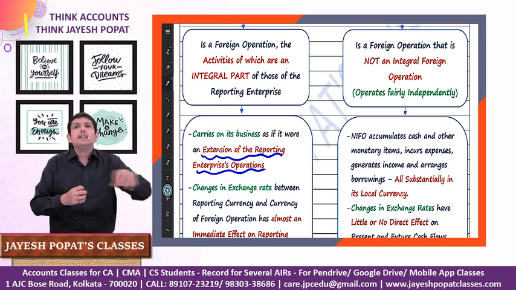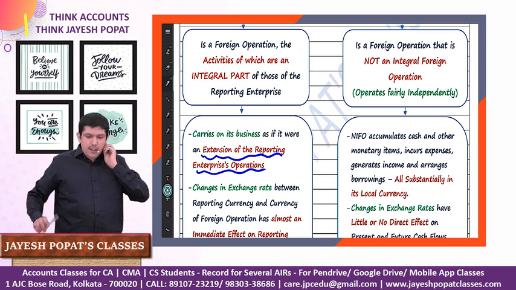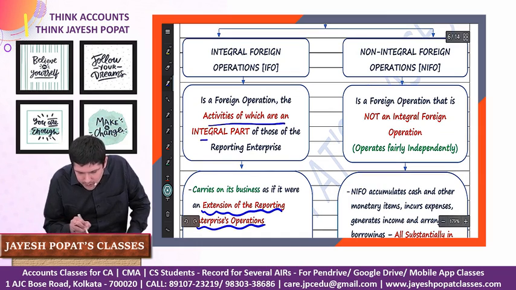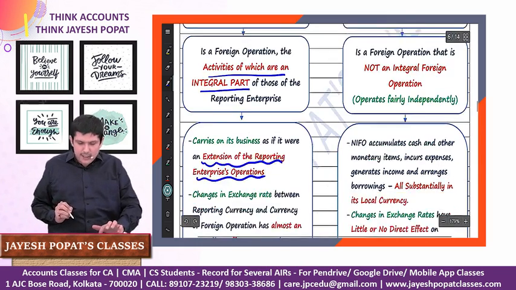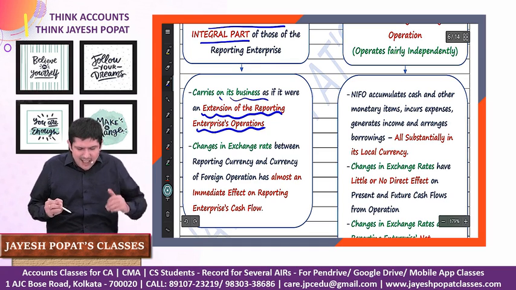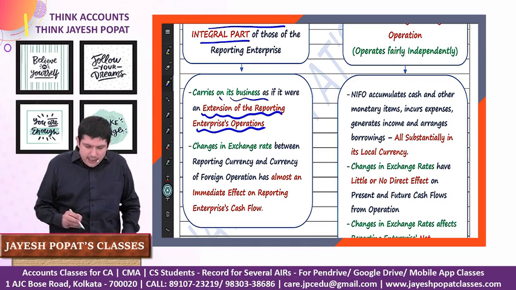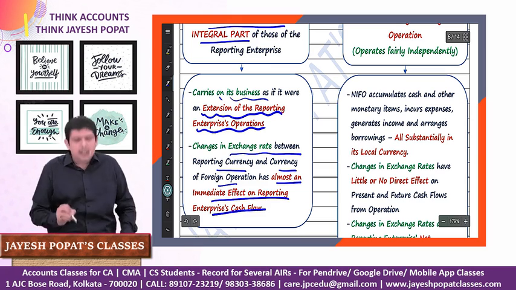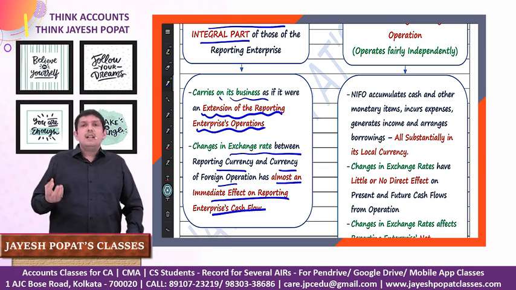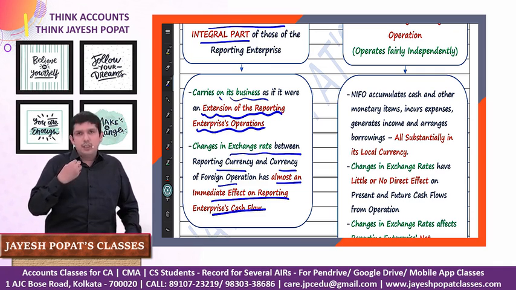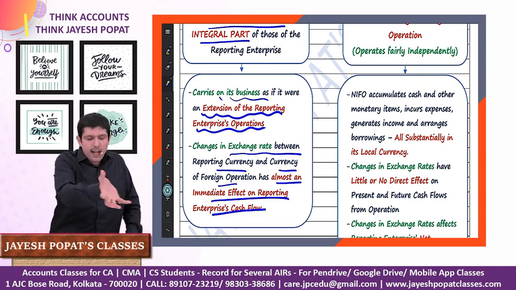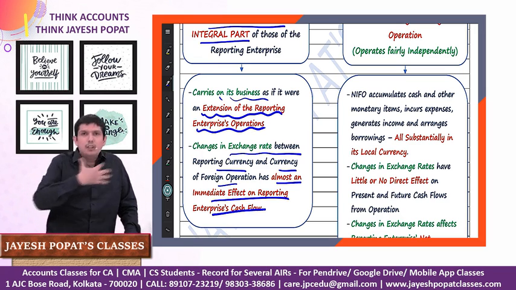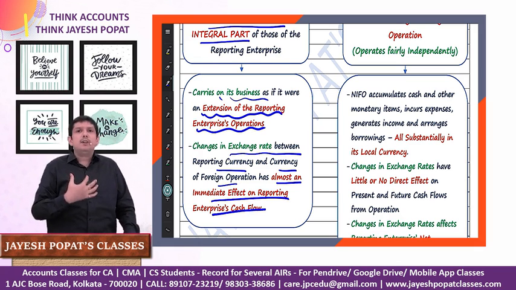From a legal perspective, I have set up a legal entity in those particular regions. So let us understand: an integral foreign operation is a foreign operation, the activities of which are an integral part of the reporting enterprise, and which carries on business as if it's an extension, as if I have opened an office in another country. Changes in the exchange rate between the reporting currency and the foreign currency have an almost immediate effect. It will obviously have an immediate effect, because if I have set up a subsidiary in the US which receives goods from me, sells in the local market, and remits the cash back to me, the fluctuation in the USD INR rate will immediately impact me, because the operations are so connected and happening on a daily basis.